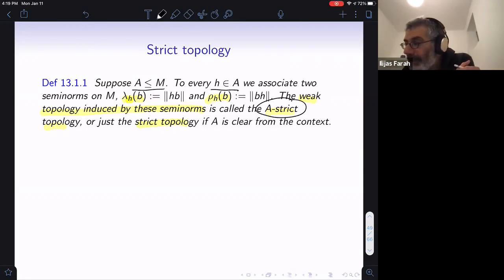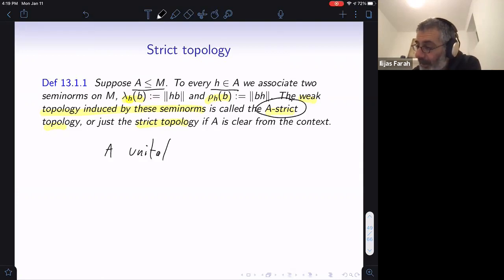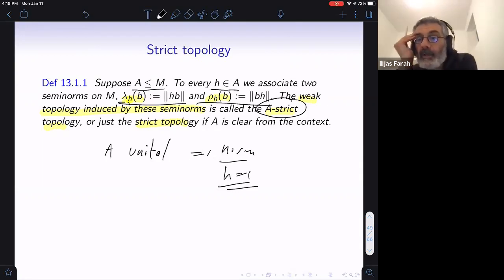One easy fact: if A is unital, then this is just the norm topology. Because you can just take h to be equal to one and everything collapses, you just have the norm. So the interesting case is if A is not unital. And if A is not unital, you don't need to look at all elements of A. It suffices to take elements of any fixed approximate unit for A. It's an exercise.